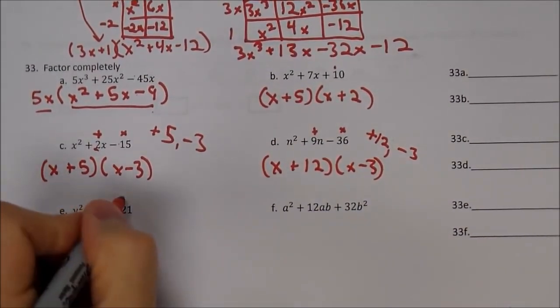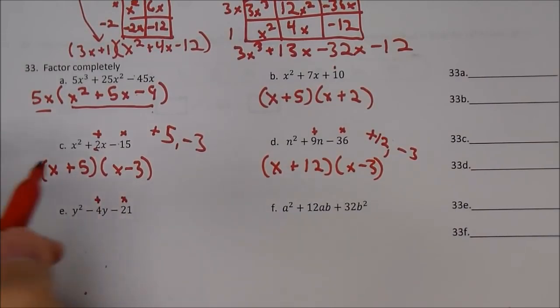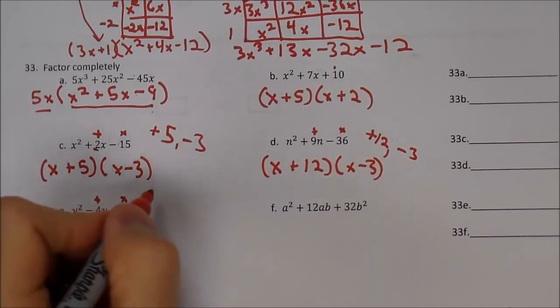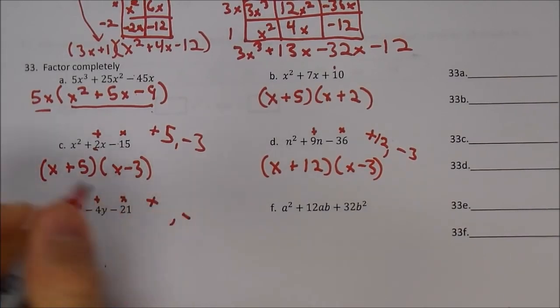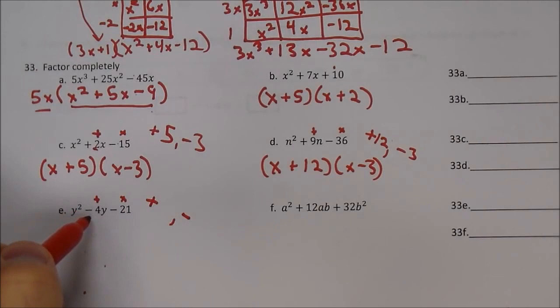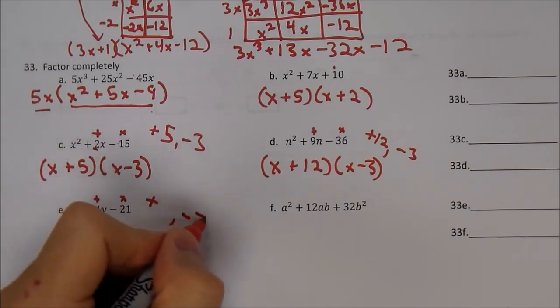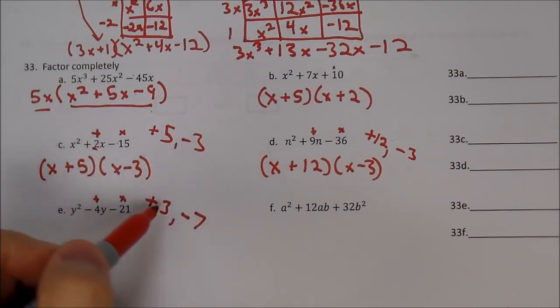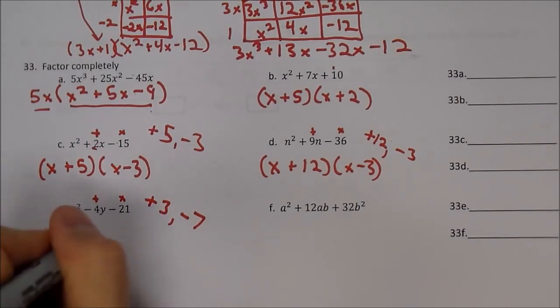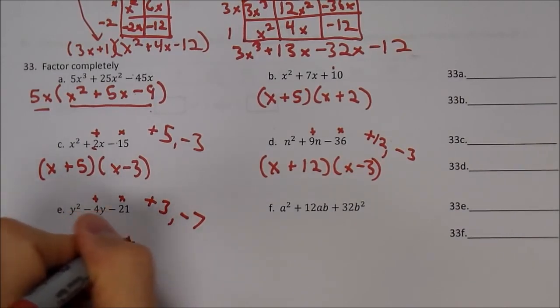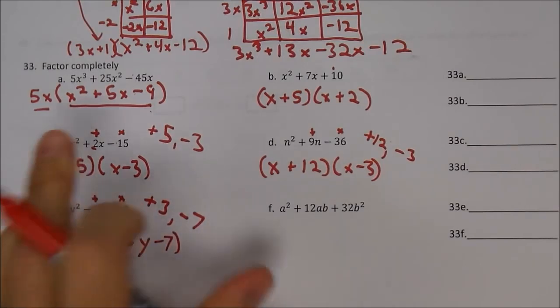For e, I'm looking at multiplying to negative 21 that adds to negative 4. So for two numbers to multiply to be negative, one's positive, one's negative, but since they add to a negative, the negative number is going to be the bigger one. They still got to be 4 apart though. So for 21, 7 and 3 are probably the first ones we think of. They are 4 apart, so we're going to have to go -7, +3, which we check. That does add to -4. So it'll be y plus 3, y minus 7.